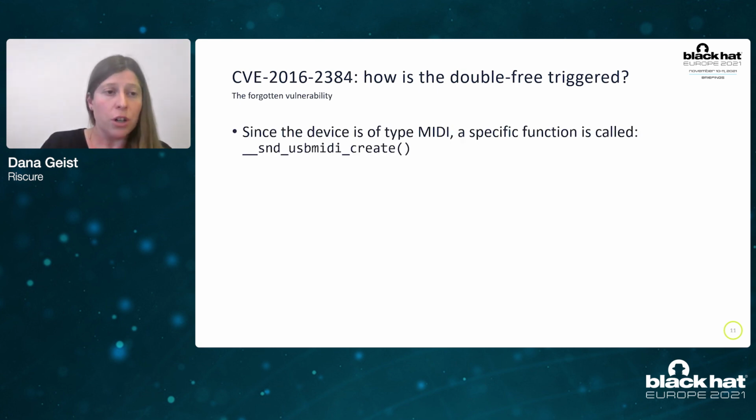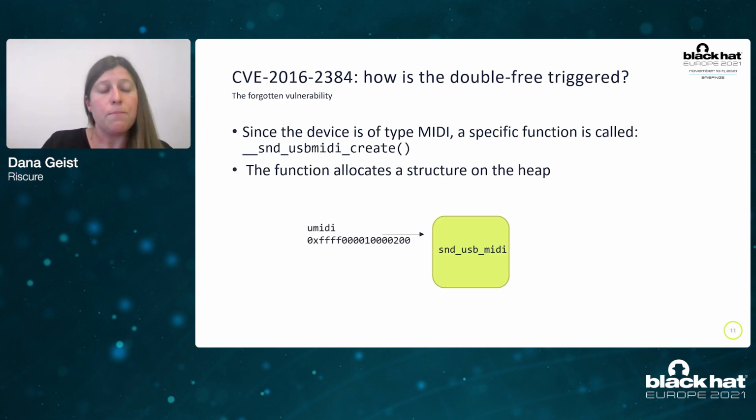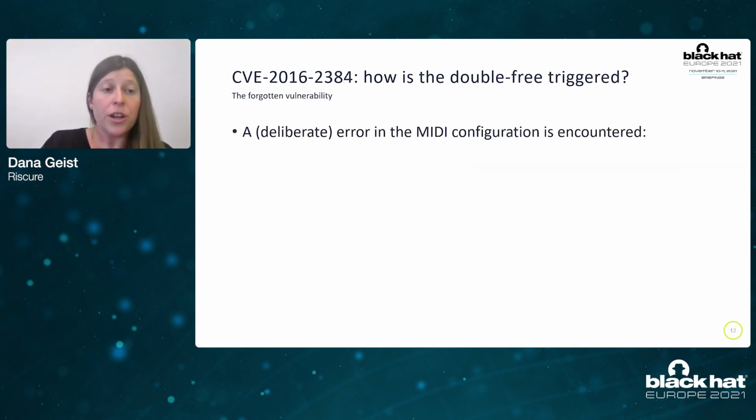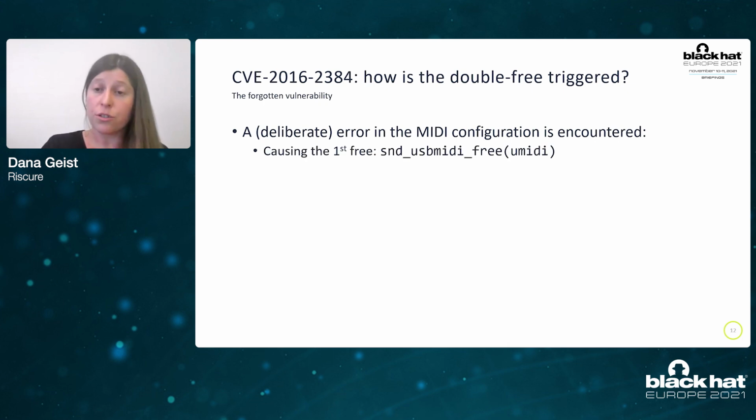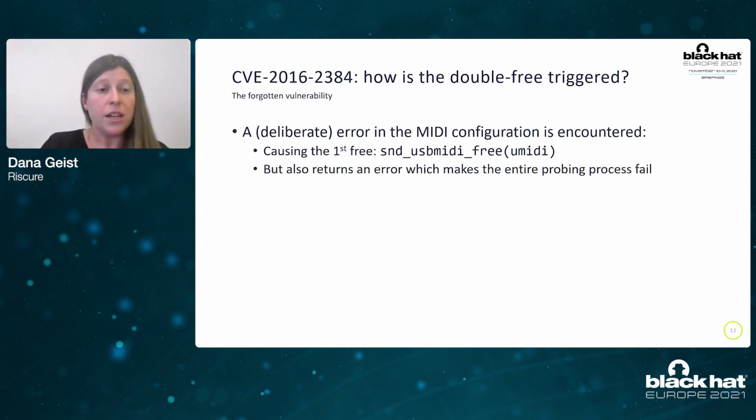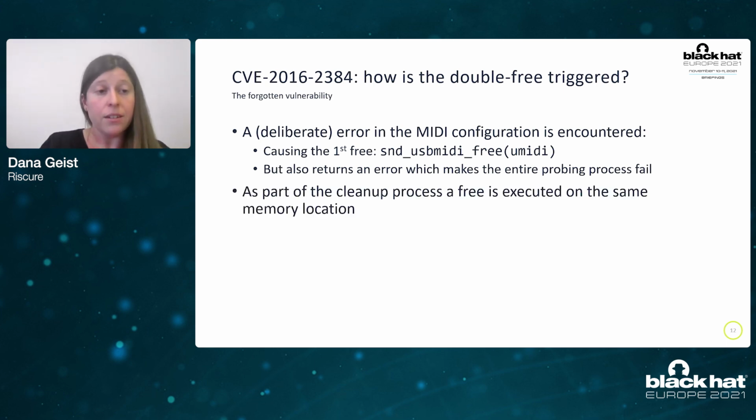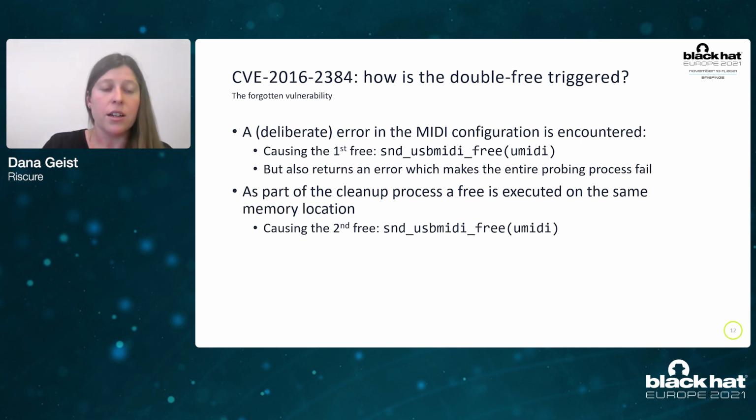So along the road, we will start initializing objects, and we will end up in the code that handles MIDI devices. Then the kernel will decide to allocate an object, which here we call umidi, on the heap. Since we are inserting a device that's misconfigured, the kernel will also realize that this device is not properly showing its information, and this will cause the first free of this object that was allocated. But the process doesn't stop there, because the error will be propagated, and as a probing failure result and as the aftermath, there will be a second free. This is basically what causes the vulnerability to happen.